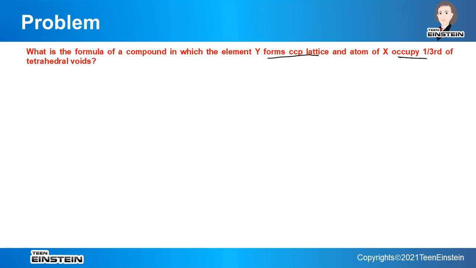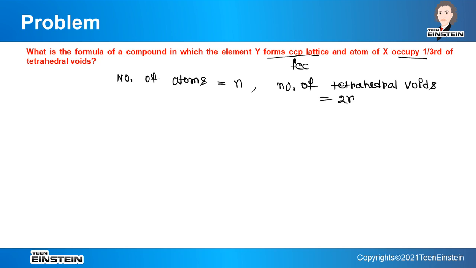So first of all, CCP lattice. CCP means it is also FCC. CCP, FCC, both are fine. So here suppose the number of atoms is n. Then the number of tetrahedral voids will be 2n, because we have already seen it is always double. If it is octahedral, it is the same number as the number of atoms in the lattice, but if it is tetrahedral void, it will be double.